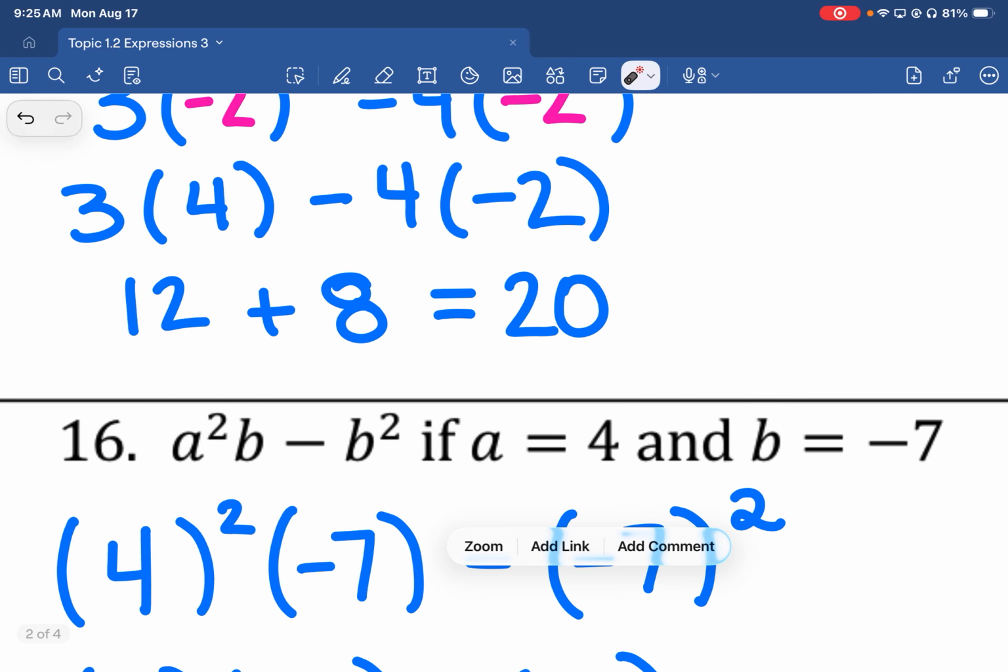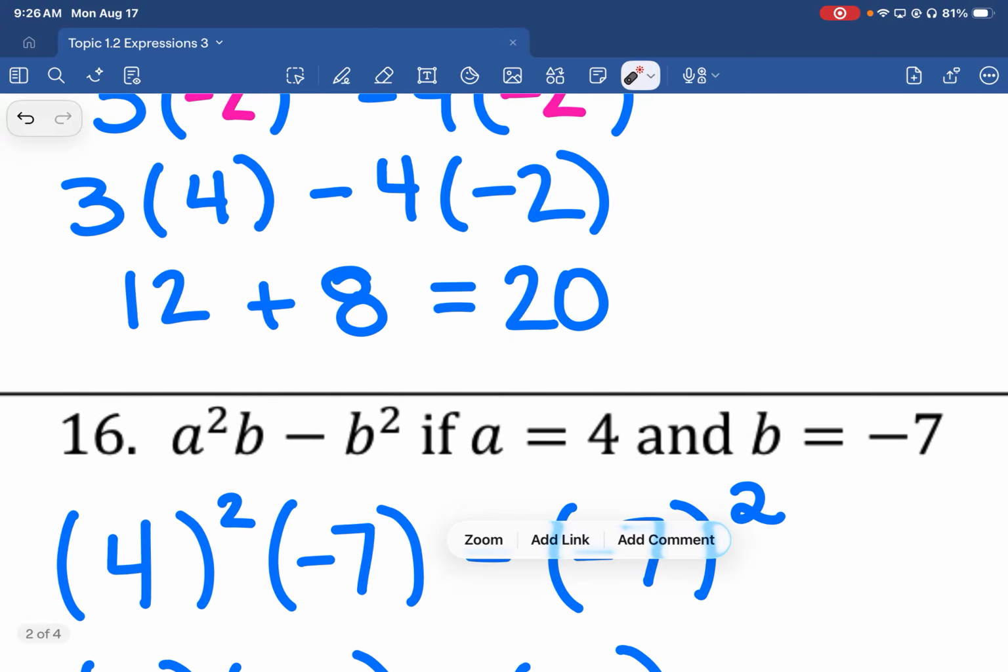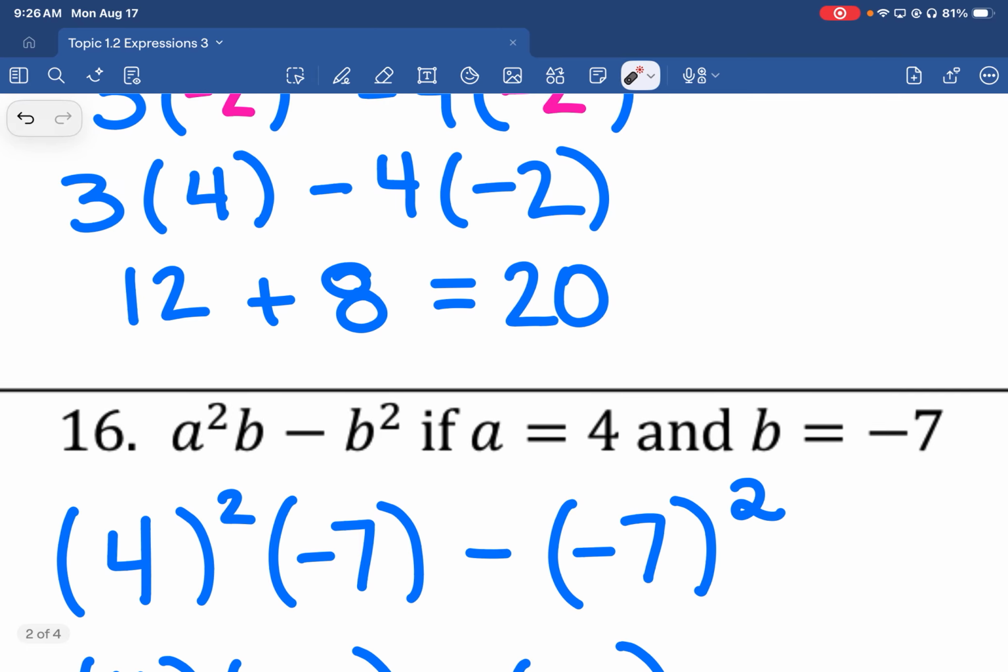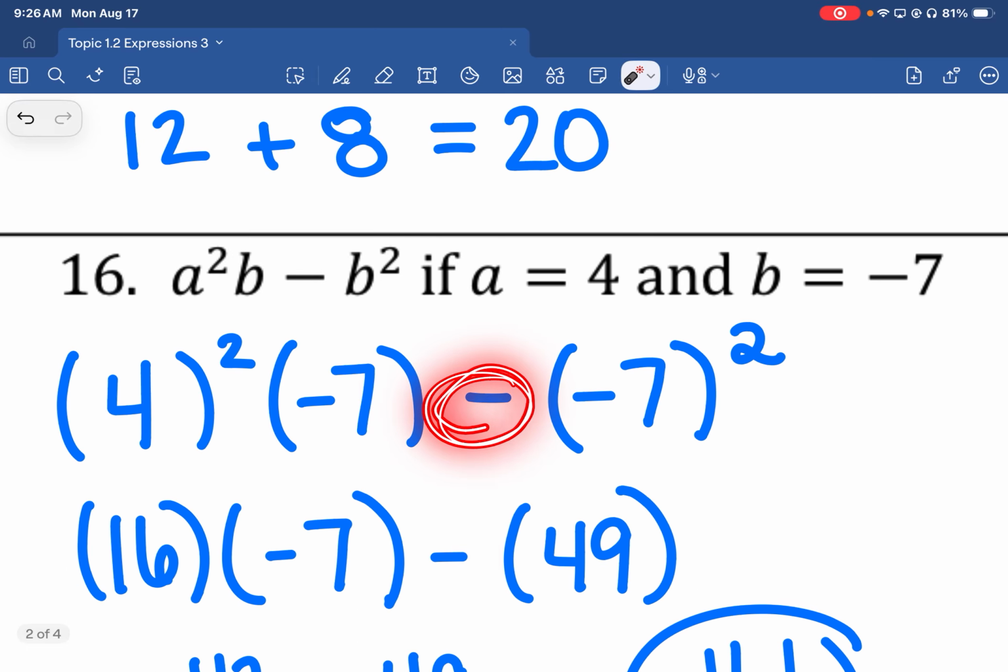This is set up the exact same way as 15, except what we plug in is different. So once we have this, we start by squaring the things that need to be squared. What is 4 squared? 16. What is negative 7 squared? 49. Positive 49. Okay. Now, that gives us this. This stays outside of the parentheses because that's where it starts, is outside of the parentheses.